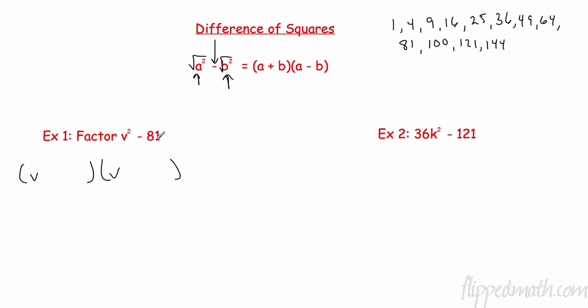Square root of 81. Square root of 81 is 9. Front and back. One's minus, one's plus. It really doesn't matter. Couldn't make it any easier, could I? Is 36k squared perfect? Sure is. That's 6k. So I put it in the front, put it in the back. Square root of 121, that's 11. 11 in the front, 11 in the back, one's plus, one's minus.